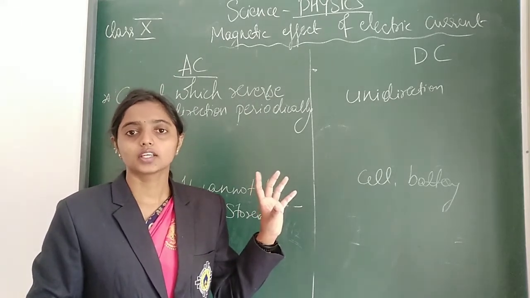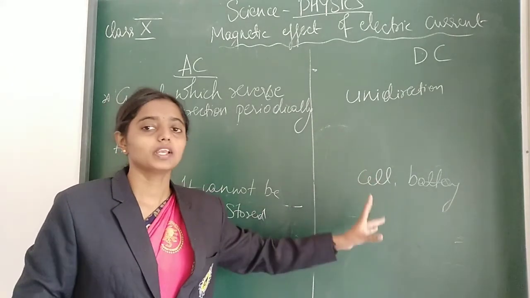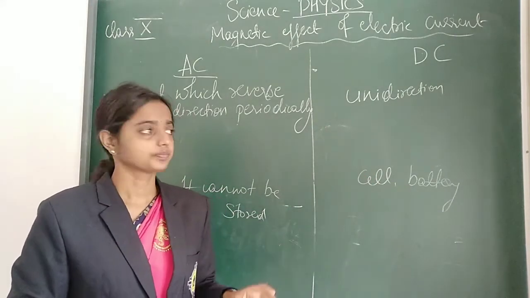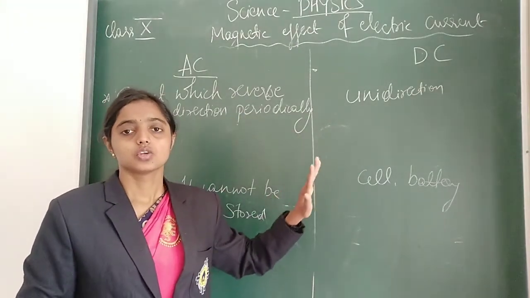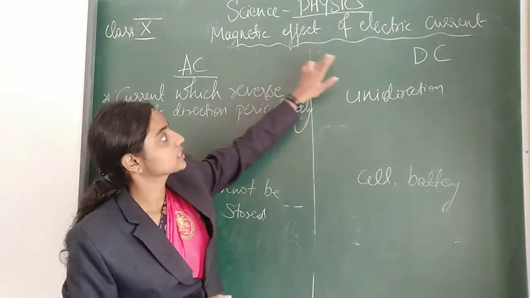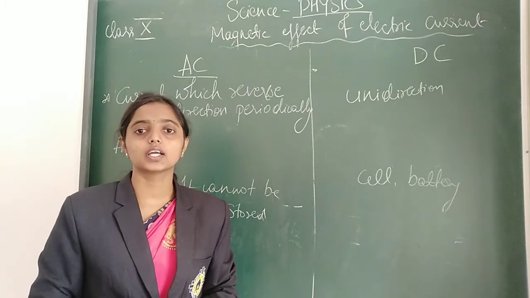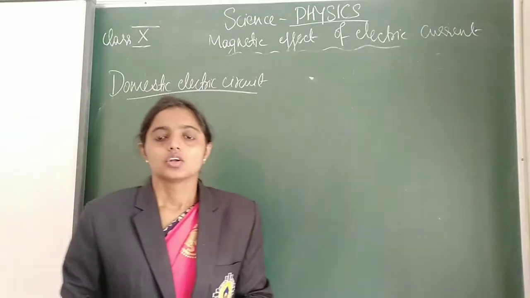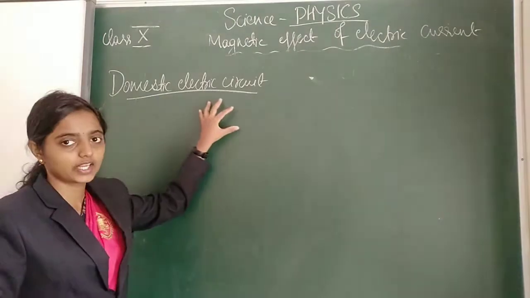And for electromagnetic induction, last class I solved one complete 4 marks question. Similar to that they will ask, if not they will pick AC and DC. So almost we finished all the topics from magnetic effect of electric current. But here we have one last topic, that is, the last topic of this chapter, domestic electric current.